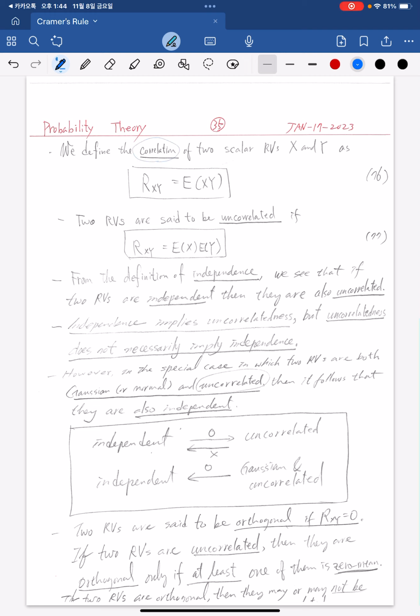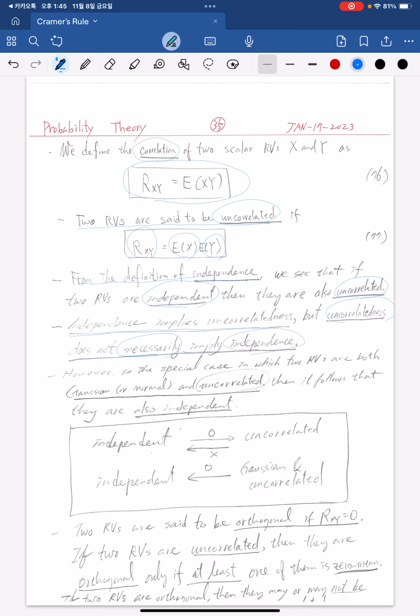We define correlation of two scalar random variables x and y as like this. Two random variables are said to be uncorrelated if Rxy equals E[X]E[Y]. From the definition of independence, we see that if the two random variables are independent, then they are also uncorrelated. Independence implies uncorrelation, but uncorrelation does not necessarily imply independence.